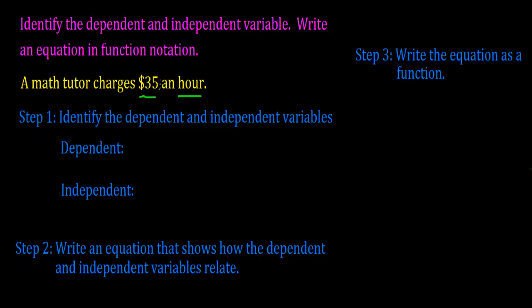So I can say that the fee is going to be the dependent variable because it depends on the amount of time that the person works. So the dependent variable here is fee. Now, if fee is the dependent variable, then hours is the independent variable. The other one has to be the independent variable.